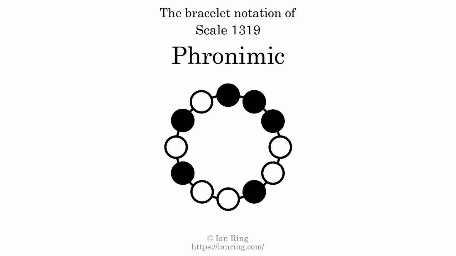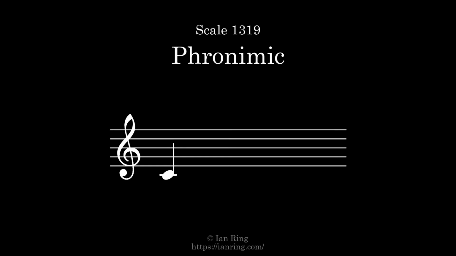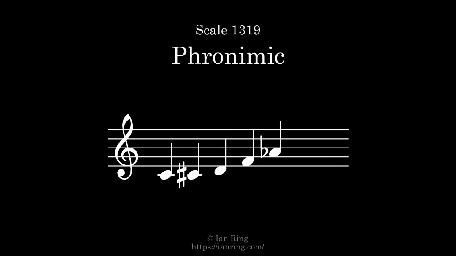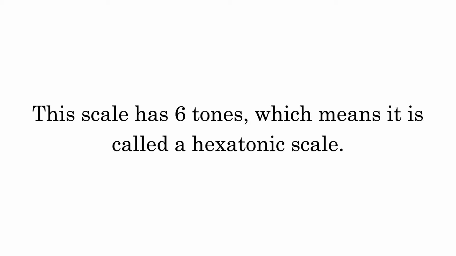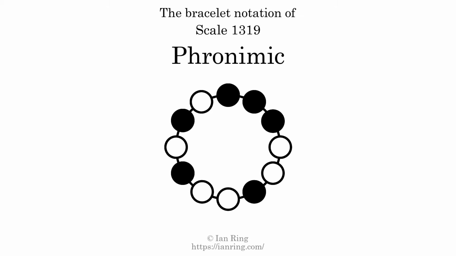1319, Phronimic, which sounds like this. This scale has 6 tones, which means it is called a hexatonic scale. This is a bracelet notation diagram of scale 1319. The shaded circles represent tones that appear in the scale, and they are read clockwise, starting at the top.